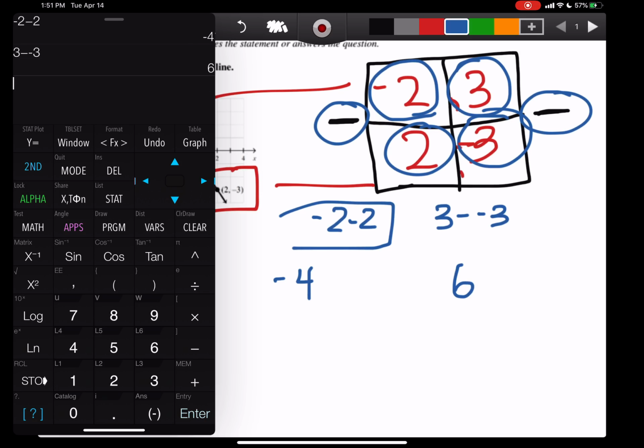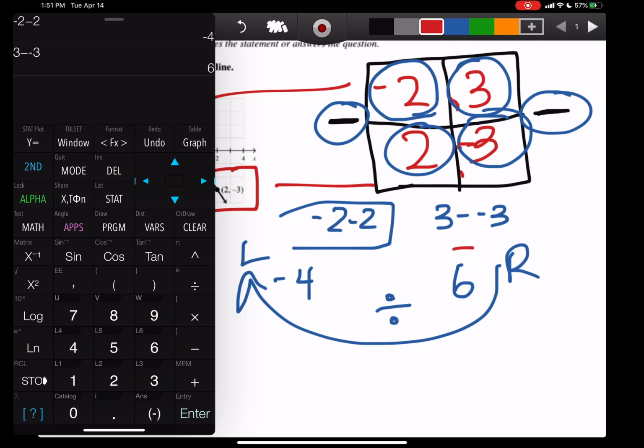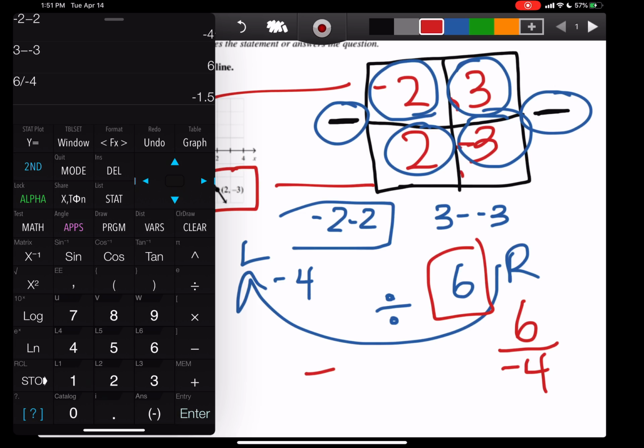The last step in the box method was to divide from right to left. I used to make little symbols to show you right to left. So the number on the right, in this case 6, is going to be on the top, dividing right to left. 6 divided by a -4. I'll go to my calculator here, 6 divided by a -4, and that's going to give me a -1.5.